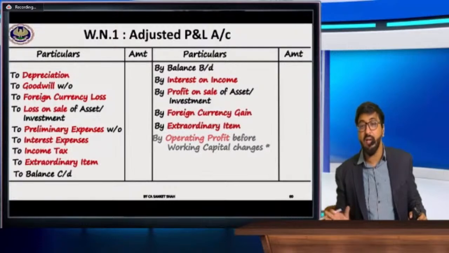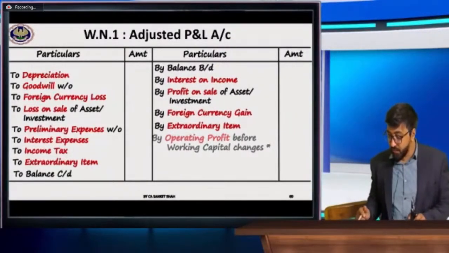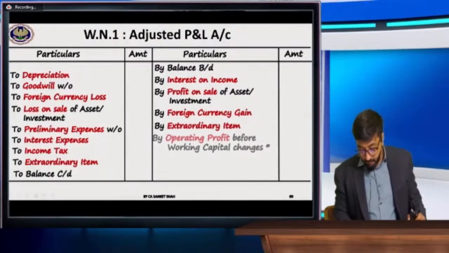So debit, credit. Otherwise, if you start with by balance brought down and to balance carried down, you will directly get operating profit before working capital changes. So this is the pro forma. Reason is very simple. Yes, reason: depreciation is non-cash. First three non-cash, loss on sale of asset.